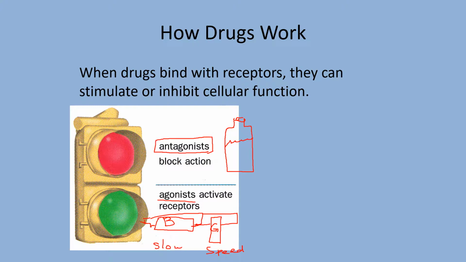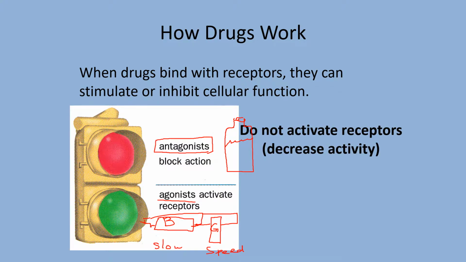If it activates a receptor, then it's an agonist, regardless of whether it speeds you up or slows you down. It activated the receptor. Whereas an antagonist just blocks the receptor. It can get in the way. It can bind with the drug and complex with it, but it doesn't activate the receptor. Most of the time, an antagonist will block the receptor and activity decreases. So if your brake activity decreases, what happens? You keep on going fast.